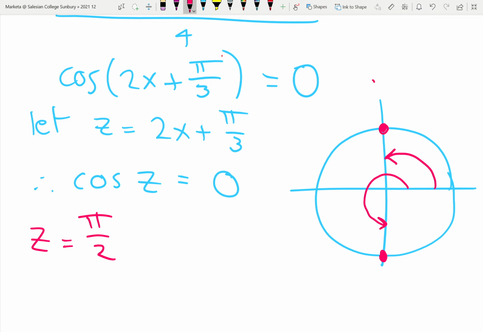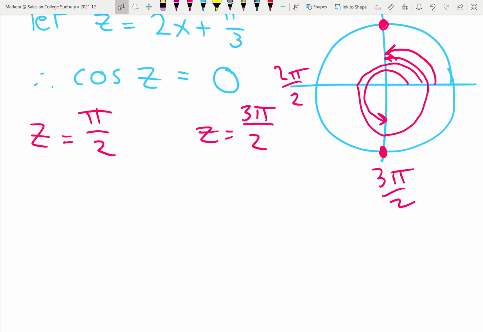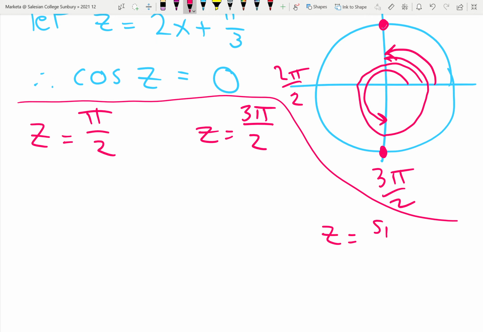1 pi on 2, 2 pi on 2, 3 pi on 2. So that will be 3 pi on 2, z equals 3 pi on 2. And look, I reckon, we've got 3, so I'll go around to the third one as well. And I'm going to go 1 pi on 2, 2 pi on 2, 3 pi on 2, 4 pi on 2, 5 pi on 2. So z equals 5 pi on 2.